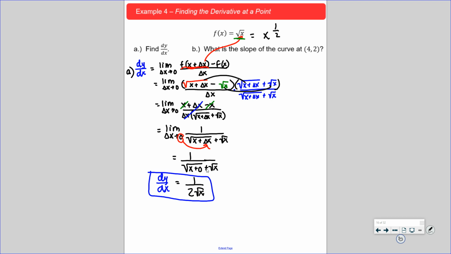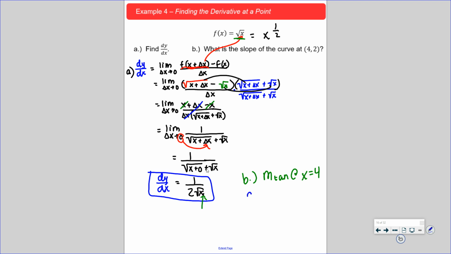Okay, and the next lesson will make those connections clearer. So there's my answer to part A. That's my slope equation. So part B says, well then what's your slope at the point 4, 2? So they're really asking for the slope of the tangent line at x equals 4, and I'm not going to really worry about the 2 for right now, because in my slope equation, all I need to do is plug in x, right? There's no spot for me to plug in y.